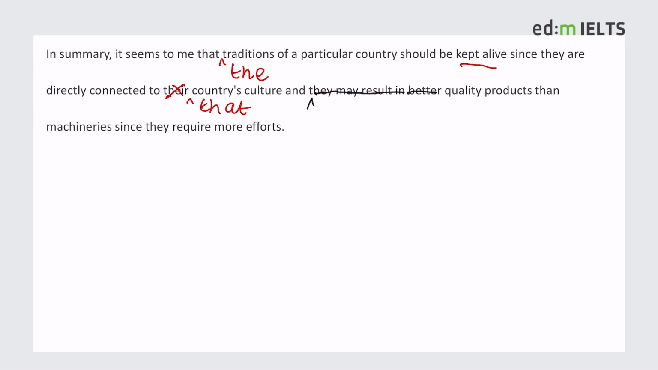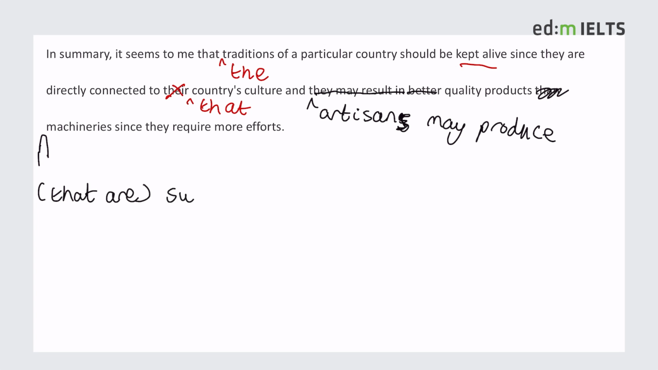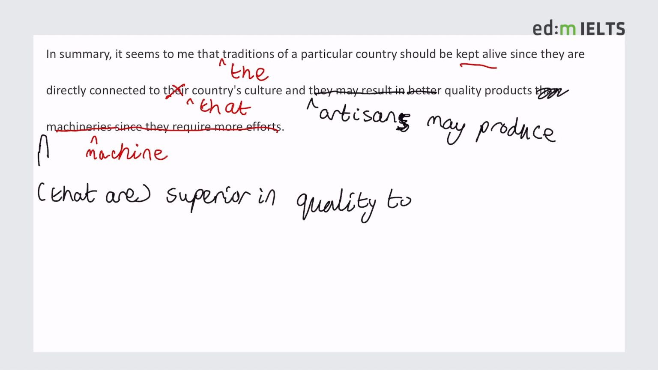And artisans, so experts at making things by hand, artisans may produce products superior in quality to ones made by machinery, which is uncountable. Superior in quality to, let's just get rid of this. Effort is uncountable usually, to machine-produced ones. So ones, products it refers to.